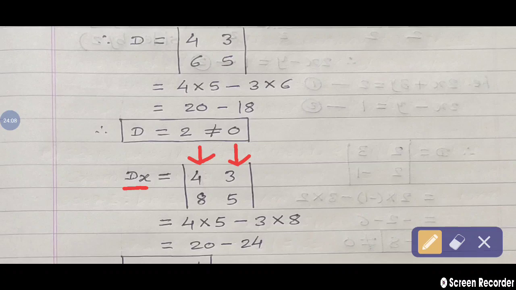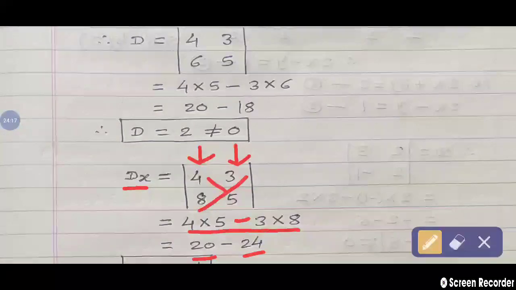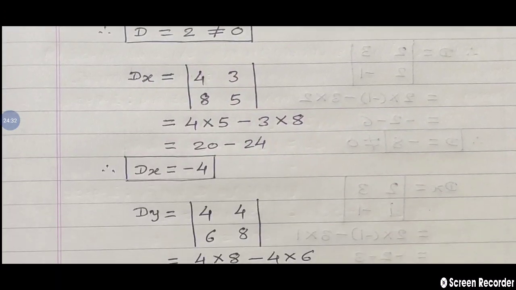So do the multiplication. 4 5s are 20 minus 3 8s are 24. Clear all of you? So 20 minus 24. 24 minus 20 is not here. So bigger number having minus sign, so keep it as it is, minus. And what is the difference between 20 and 24? That is 4. So 24 minus 20. So minus 4 is the value of dx.